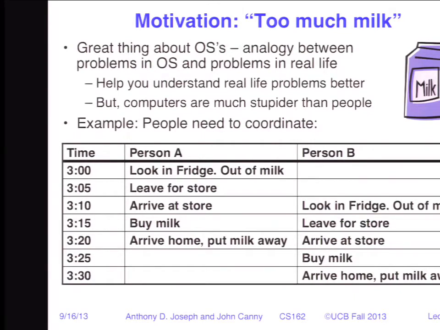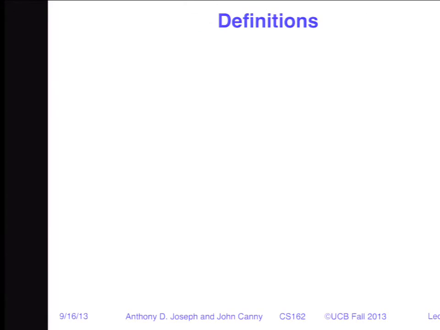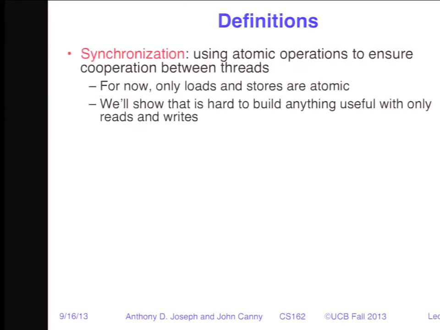So let's more formally define this problem. We need some ground rules here. Synchronization is when we use atomic operations to make sure that we have cooperation between threads. Now, for the example today, the only atomic primitives we're going to have are load a word and store a word. Nothing else is atomic, which means we could be interrupted during any other operation. And you'll see, it's going to be really hard to build a system that operates correctly if all we have is atomic operations, just reads and writes.